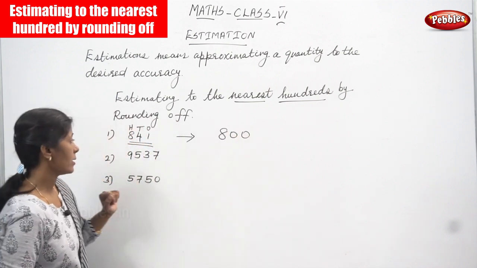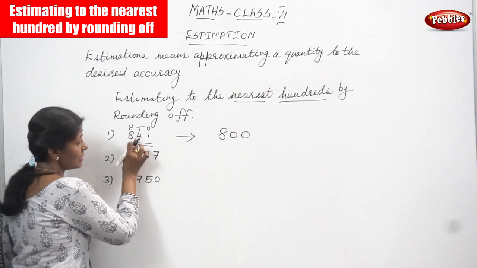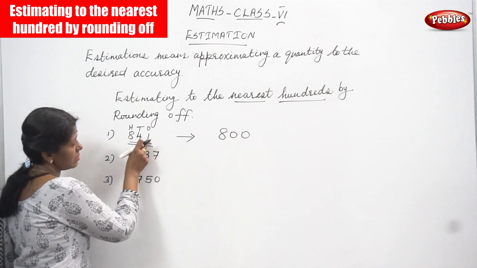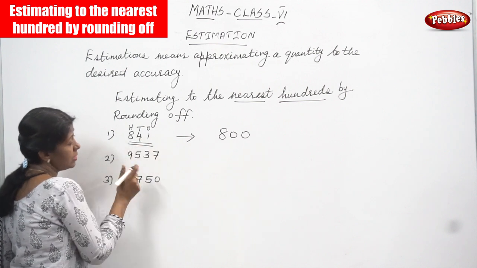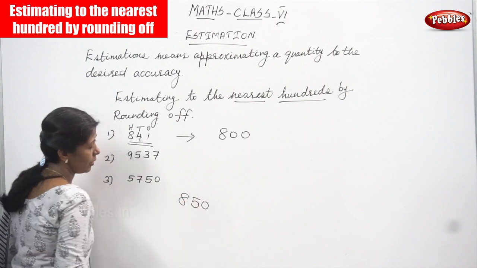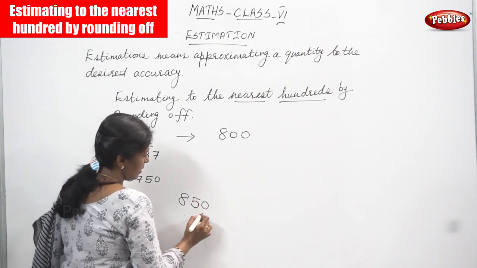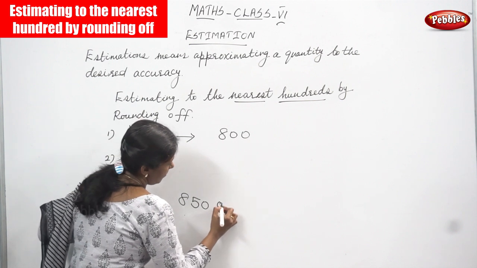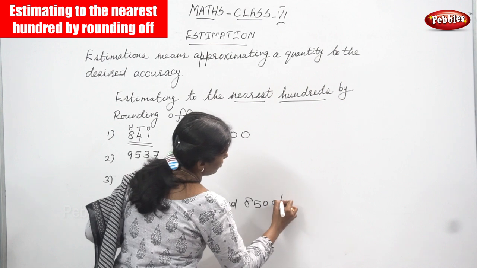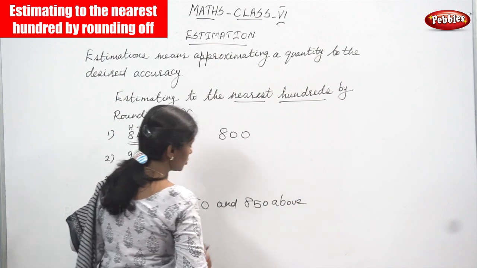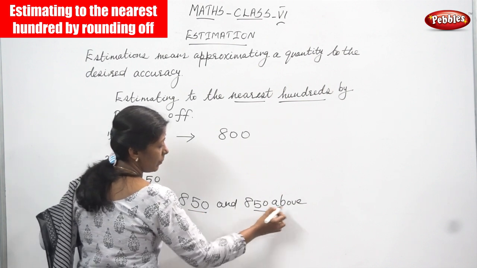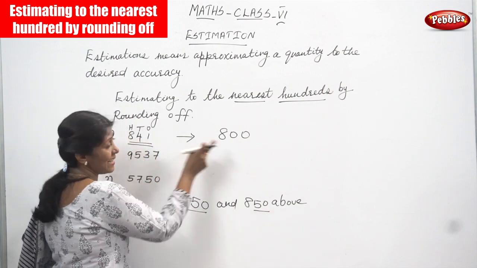How could you say it is 800? In the tens place, what is the number? 4 tens, and in the ones place 1. If the number is 850 or above, what are you going to do? If the number is 50 or above, you have to consider it as 900.